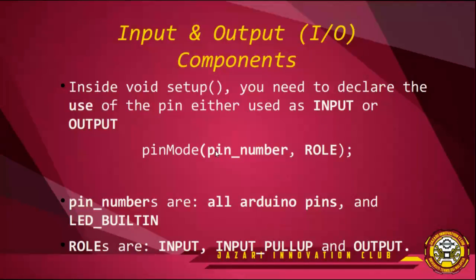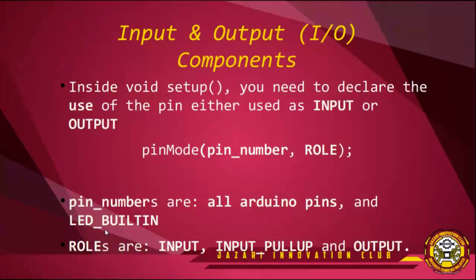D7, A2, A3, A4, something like that. D is for digital pins, so you don't need to write the D. For D3, you just write 3 here. For D7, you just write 7 here. But for analog pins, you need to write the letter A here: A2, A3, A4. For the role, all capital letters, you write the role, INPUT or OUTPUT. For pin numbers, you can use all Arduino pins.